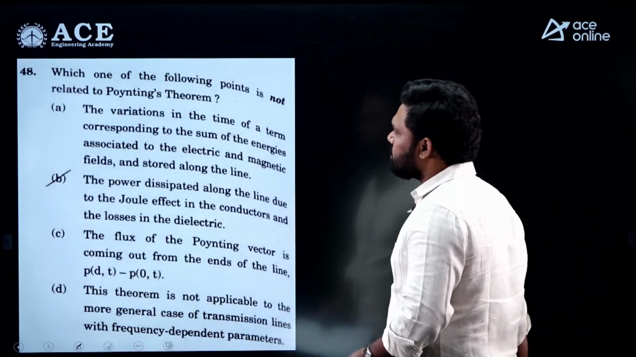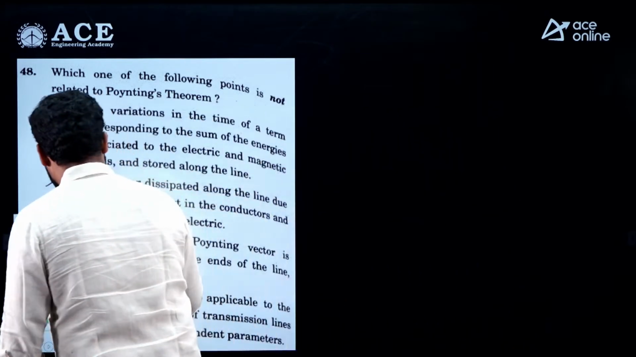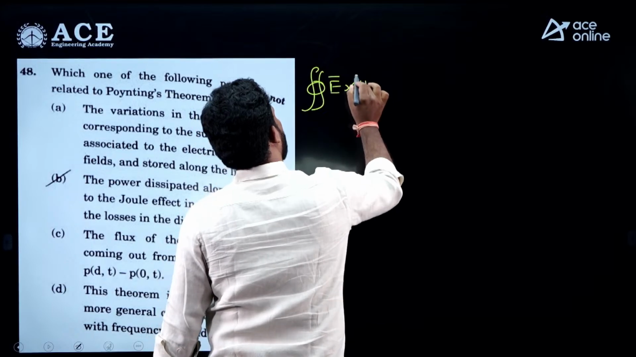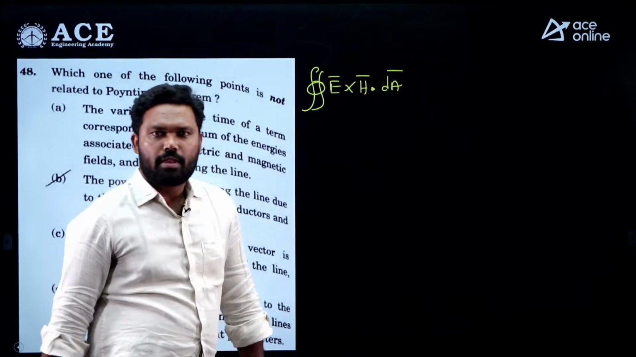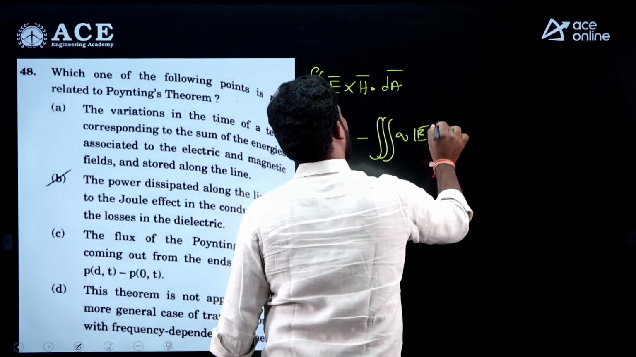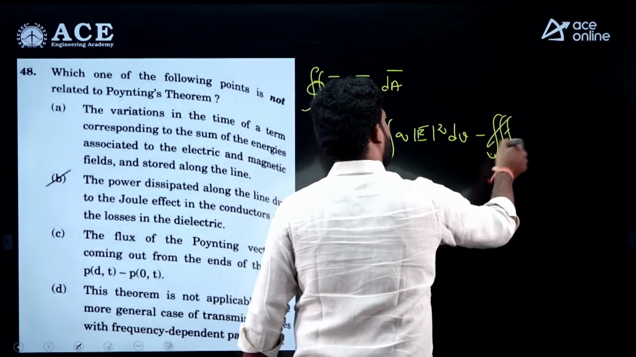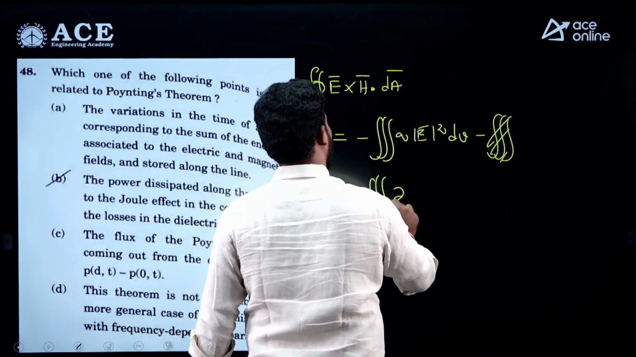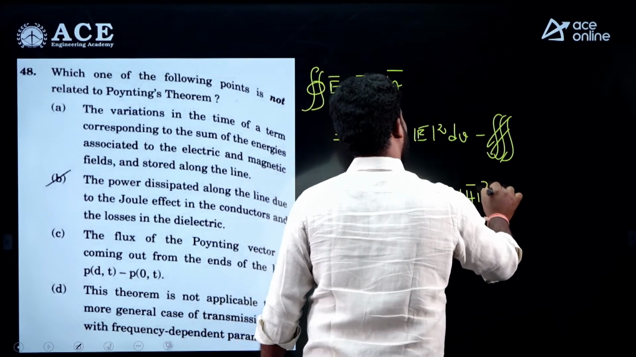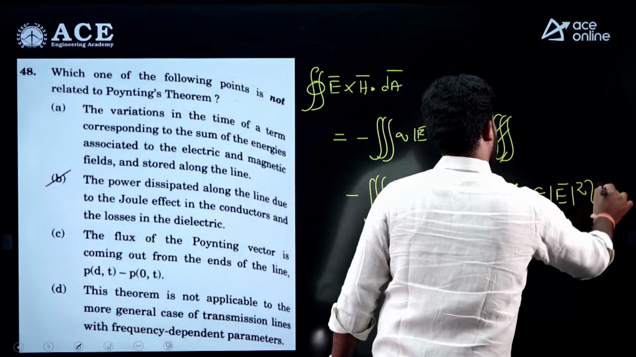Fine. Next. Which of the following points is related to the Poynting theorem? So the Poynting theorem, let me write down the expression here. It is a very big expression. This was proved by Coulomb himself. Closed surface integral of E dot dA is equal to minus volume integral of sigma into E magnitude squared into dV, minus the volume integral of dou by dou t of 1 by 2 into mu H magnitude squared plus 1 by 2 into epsilon into E magnitude squared into dV.